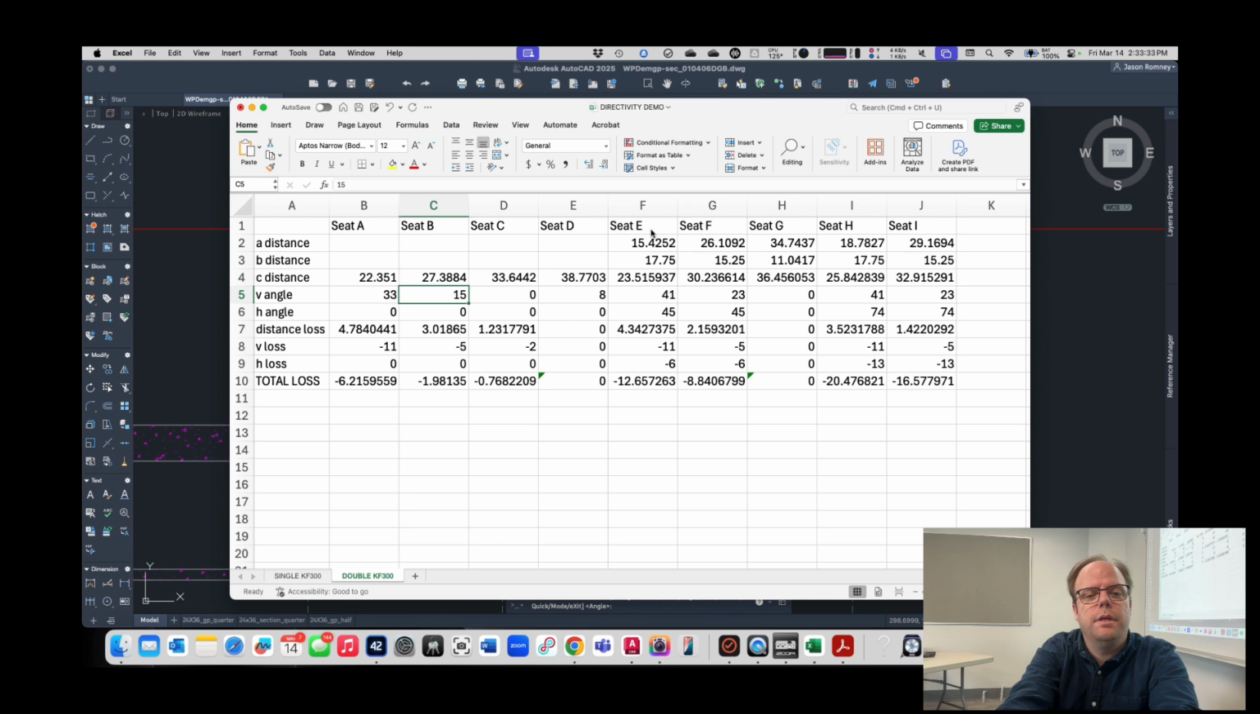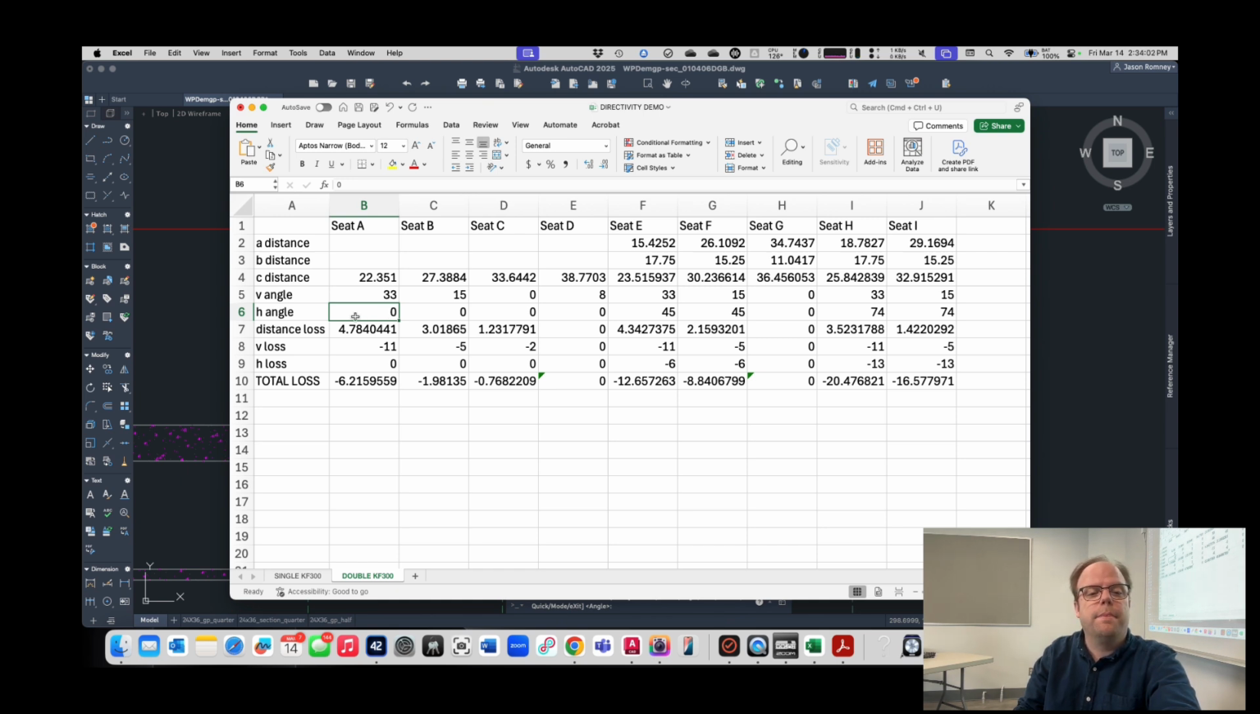Okay, so this now means that I can copy this. So this becomes 33. This becomes 15. That's 0. This becomes 33. And this becomes 15. Right? But now I got to do horizontal angles, because now I'm off.